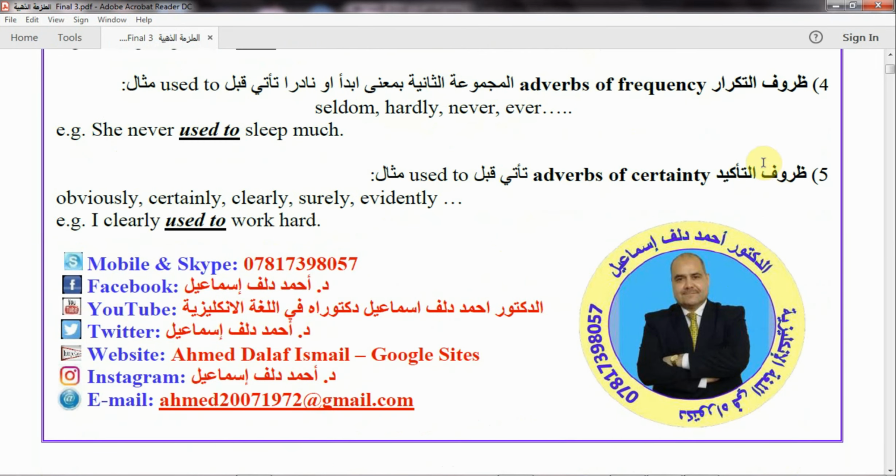Note number 5: adverbs of certainty come before used to. ظروف التأكيد أيضا تأتي قبل used to، أيضا هذا ذكرتها في درس الظروف. ظروف التأكيد مثل obviously, certainly, clearly, surely, evidently إلى آخره، etc. For example, I clearly used to work hard.